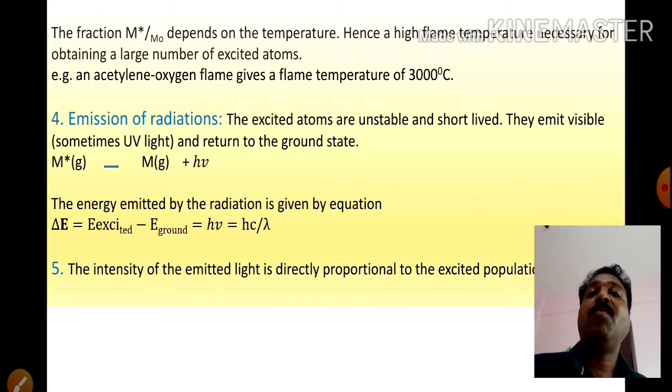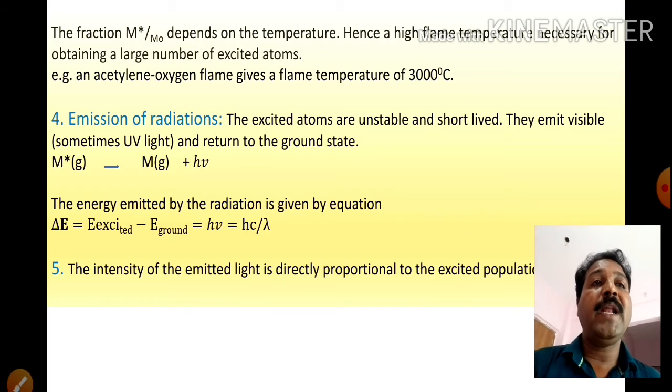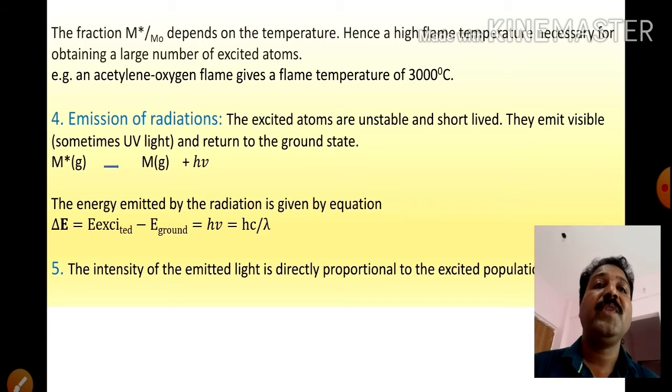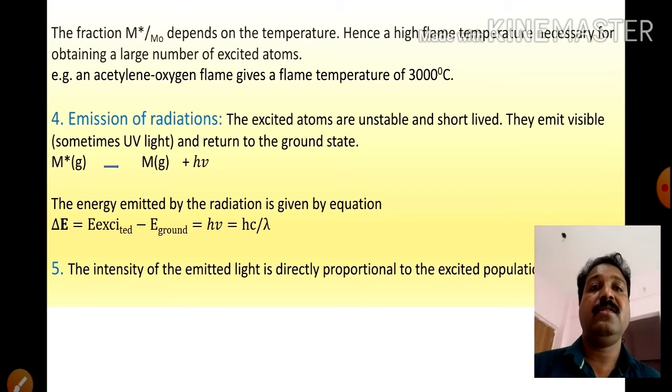The fraction M star upon M0 depends on the temperature, hence a high flame temperature is necessary for obtaining a large number of excited atoms. For example, an acetylene-oxygen flame gives a flame temperature of 3000 degrees Celsius. Then the fourth step is the emission of radiation. The excited atoms are unstable and short-lived. They emit visible light, sometimes UV light, and return to the ground state.